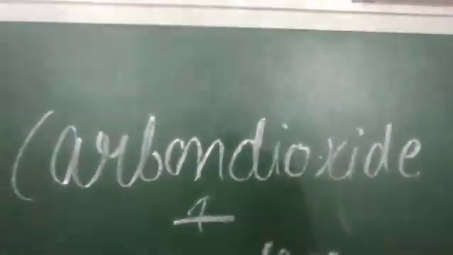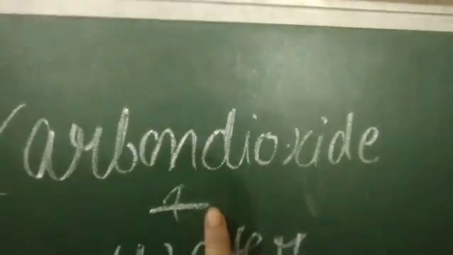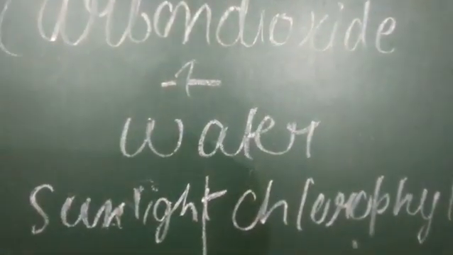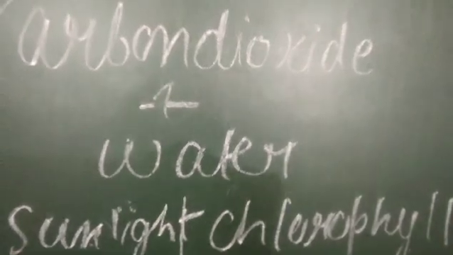See, this is one equation. In this equation, first of all, carbon dioxide is important. Carbon dioxide and water mix in the presence of sunlight and chlorophyll, and they make oxygen and glucose, which are the end products of photosynthesis.